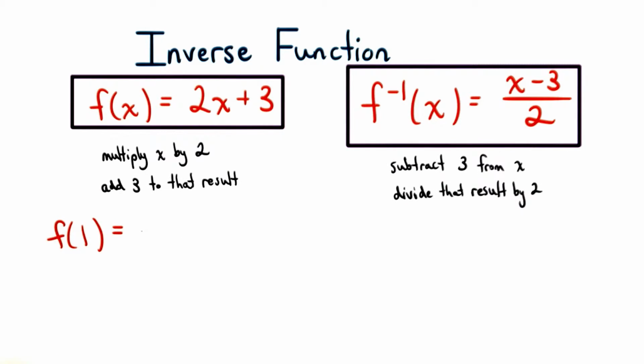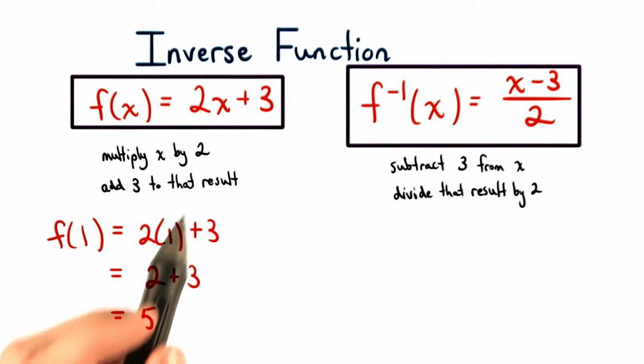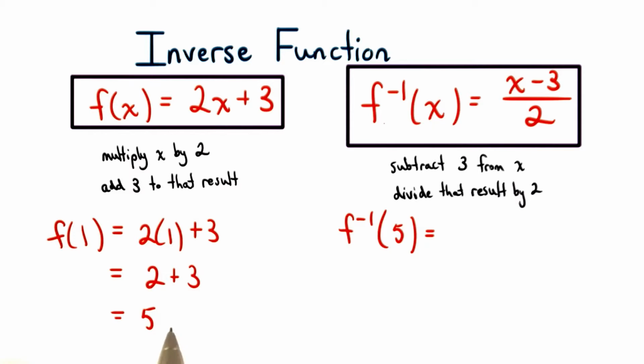We can see this for an input like x equals 1. We'll multiply the input by 2, which equals 2, and then we'll add 3 to that result, which equals positive 5. So if this is a true inverse function, if I put in positive 5, I should get out the original input, which was 1.